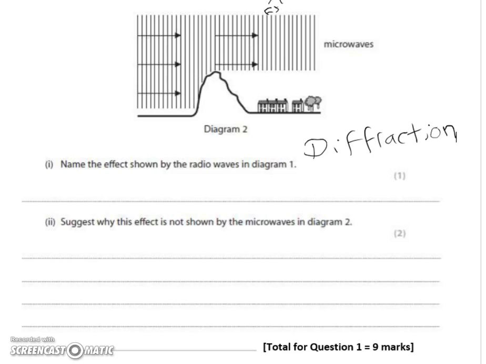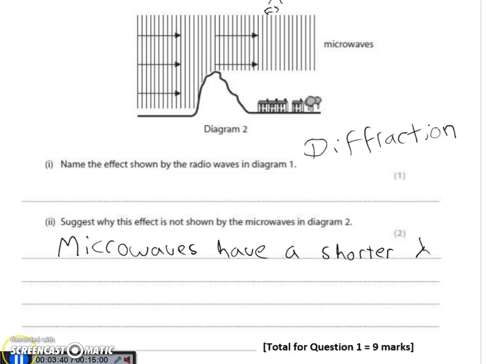So you've got to suggest why this effect is not shown by the microwaves in diagram 2. And the first key thing is that the microwaves have got a shorter wavelength than the radio waves. Okay, they're both electromagnetic waves, they're both very similar. The one key property that's different is going to be those wavelengths.